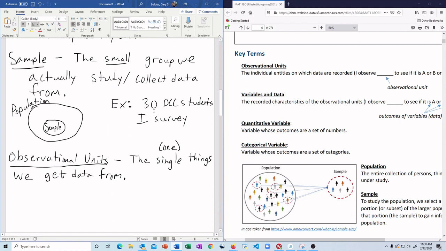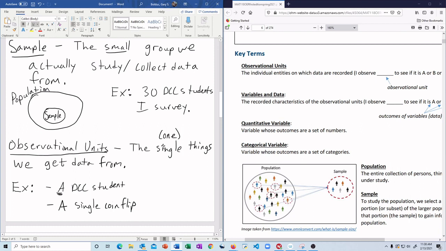So for example, if you want to keep going with the previous examples, give yourself some example. Okay. So I took a collection of 30 DCC students and I surveyed them, right? So my observational unit will be a DCC student. That is a single one. See, I'm being very deliberate with this. The observational unit, that's the single DCC student. I grab a DCC student and I say, survey, answer this question. My other example, a single coin flip. That's my observational unit because I gather data from that one coin flip.